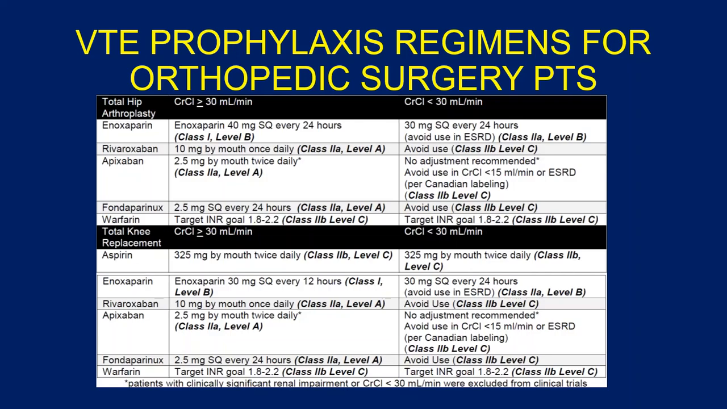Now, looking at your total knee replacement, you could go with aspirin, but that's a class 2B indication. The class 1s are, again, enoxaparin, 30 milligrams every 12 hours. So the difference between hip and knee, with knee, you're going to give enoxaparin 30 milligrams every 12 hours, and that's a class 1 indication. Now, looking at rivaroxaban, it is given, again, 10 milligrams daily. Apixaban is 2.5, and then same thing with the fondaparinux and the warfarin.